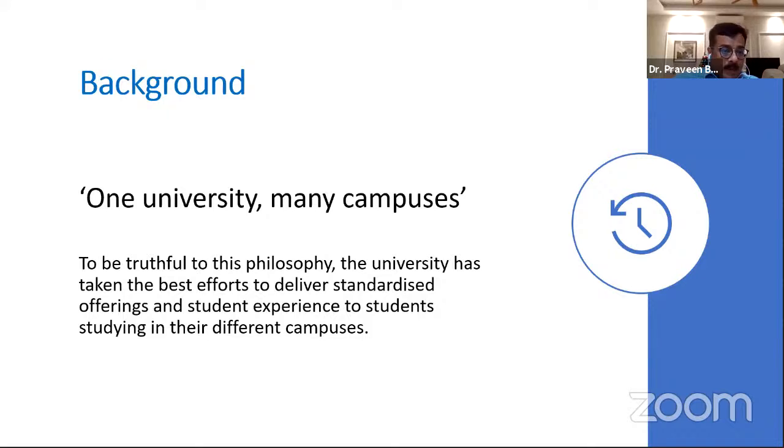And again, to give you a background, we follow the philosophy of one university, many campuses. What do we mean by that? The university is a single entity, but we have many entities around the world, and we strive our level best to deliver a standardized offering. That means all the programs are standardized. The courses are the same, the examinations are the same, and we try our level best to provide a very standardized student experience, wherever you are from around the globe. And all of them will get the same certification as well.